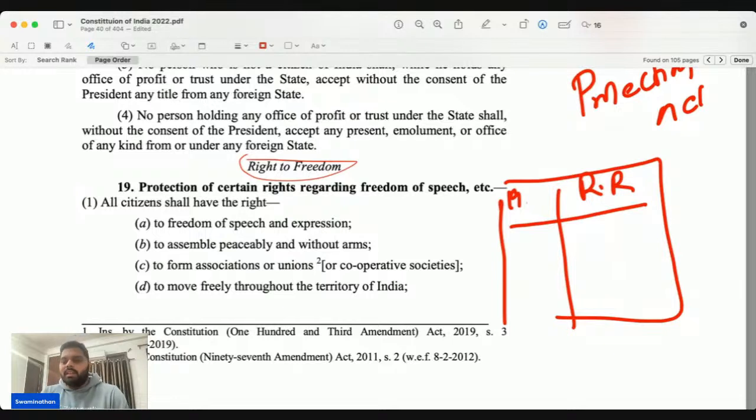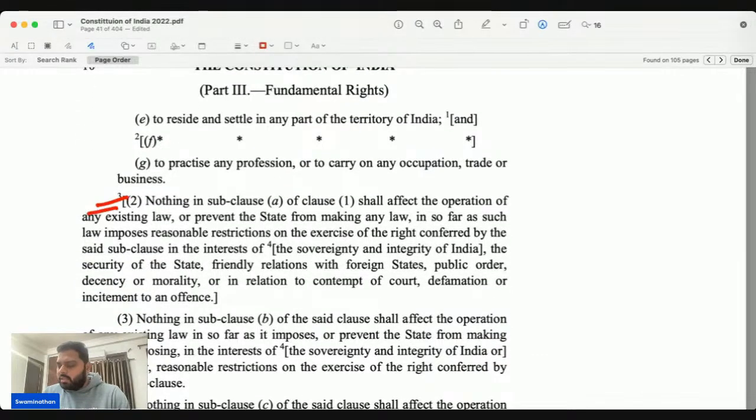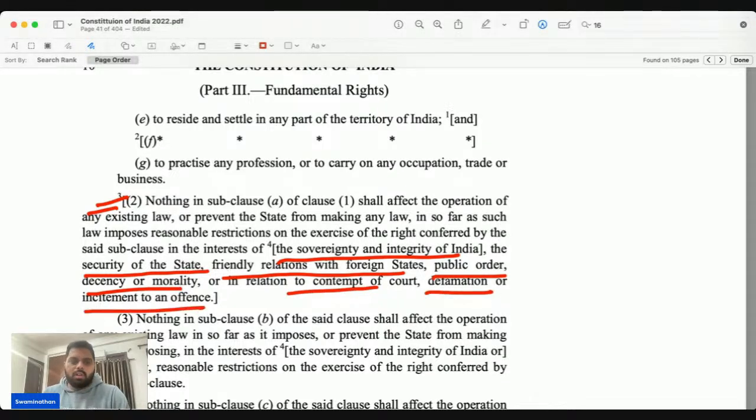So Article 19 gives us 6 kinds of fundamental rights, and each of these fundamental rights is reasonably restricted. If you talk about freedom of speech and expression, this is the first kind of fundamental right given under Article 19, and the reasonable restrictions put upon it are given under Article 19(2). These are sovereignty and integrity of India, security of the state, friendly relations of India with foreign states, public order, decency or morality, contempt of court, defamation, and incitement to an offence.